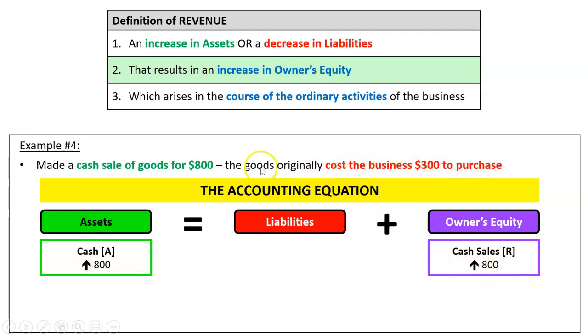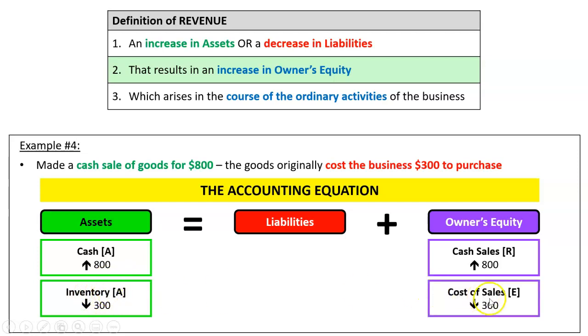This $300 of inventory that we sold, it originally cost us $300. So we've got less inventory. Inventory is an asset, so it's gone down 300. And it's going to be what we call a cost of sale expense. So it's actually going to decrease owner's equity, but we'll get to that later. The point here is, well, there's a lot going on here.